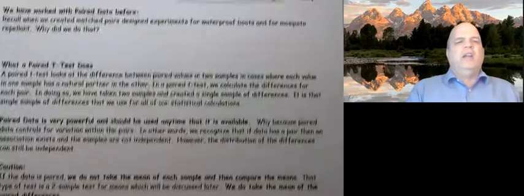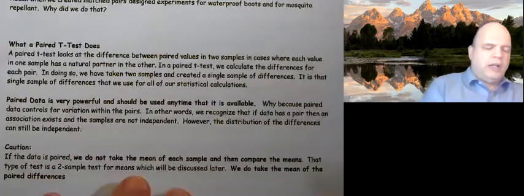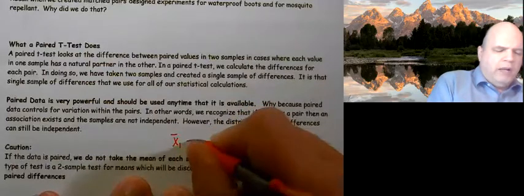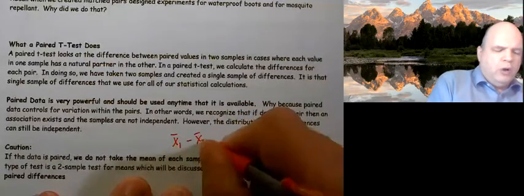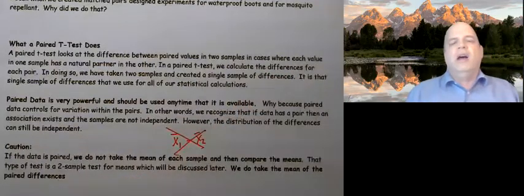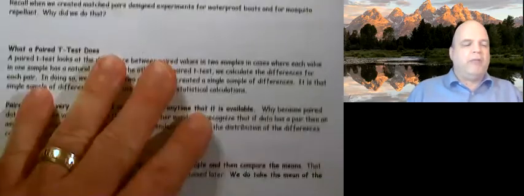the very end, if the data is paired, we do not take the mean of each sample and then compare the means. So we're not going to take the mean of sample one minus the mean of sample two. No, that's incorrect. We will not be doing that. That is a different type of test. That's a two sample test for means, which will be in about 2 weeks. Right now, we're just taking each sample value and subtracting its pair from it.